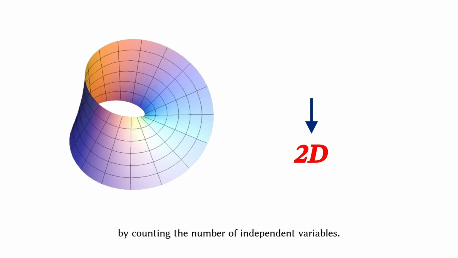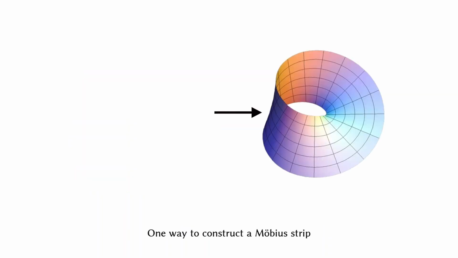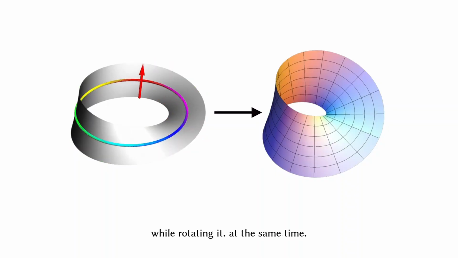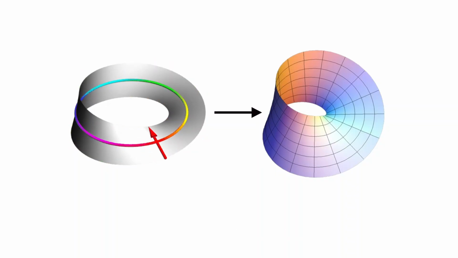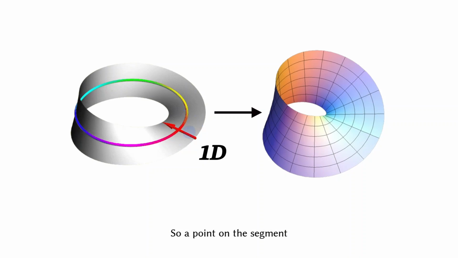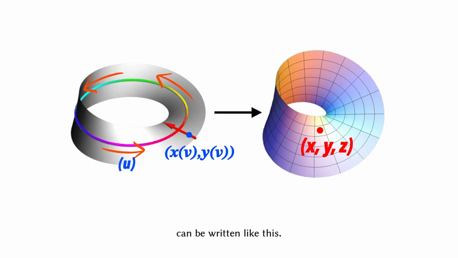Now let's confirm this by counting the number of independent variables. One way to construct a Mobius strip is to move a line segment while rotating it at the same time. The original line segment is one-dimensional, so a point on the segment can be described using one variable, v. Then we use another variable, u, to describe where the segment is along the circle. So every point on the Mobius strip can be written like this.